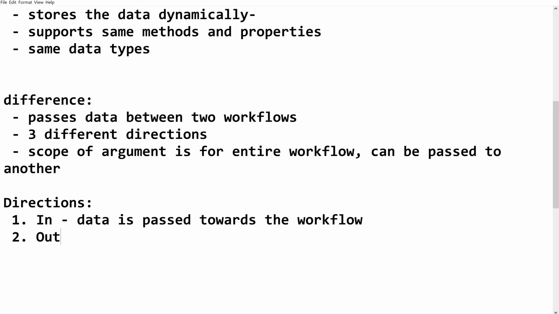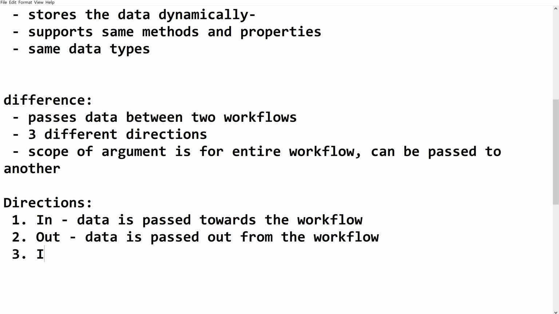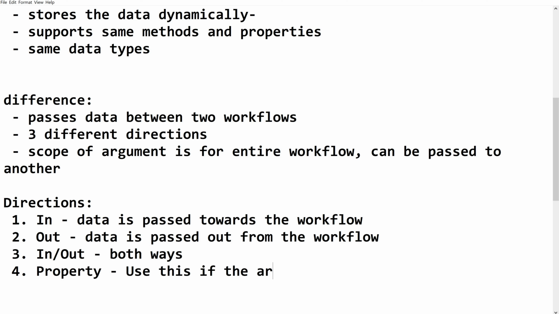Next is out, where data is passed out from the workflow, and in out, where data passes both ways. And there is one more thing called property. You can use this if the argument is not in use. So instead of deleting the argument, we can set it as property.